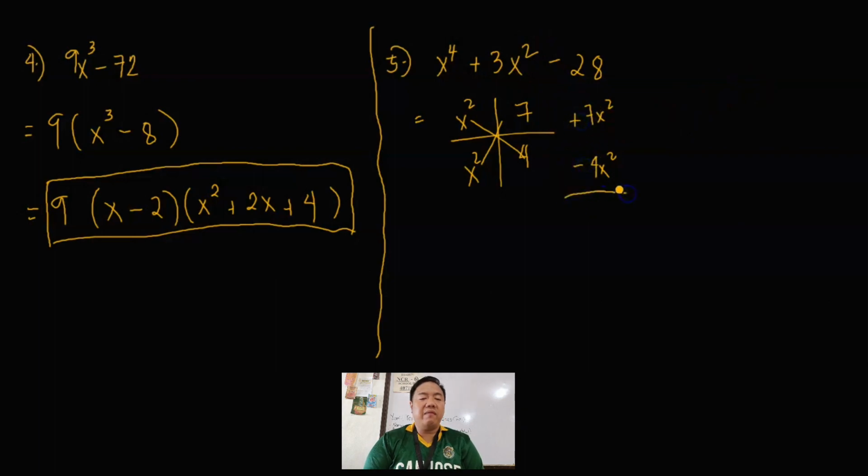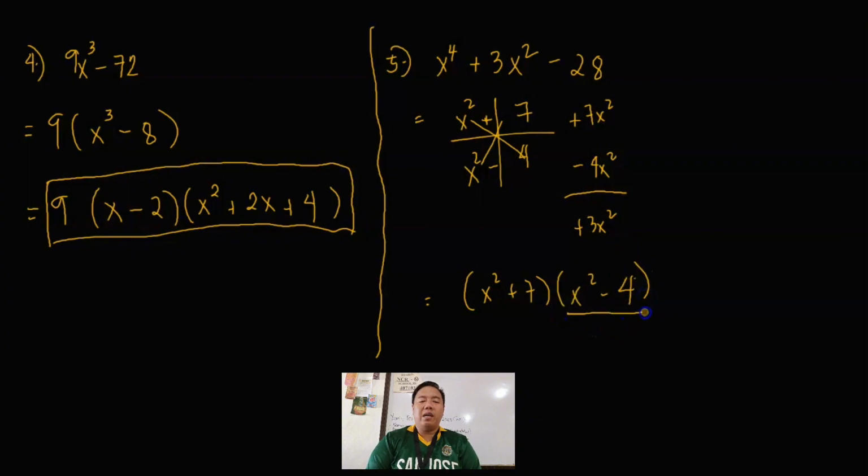Let's try. What is positive 7 and negative 4? Positive 3x squared. Very good. Yan po ba yung middle term? Yes. So, get the signs. So, we'll have the answer to be x squared plus 7 times the quantity of x squared minus 4. Diyan na po ba magtatapos? No. x squared minus 4 is the difference of two squares. Very good. So, we'll have x squared plus 7, and then times the quantity of x plus 2 times the quantity of x minus 2. And that will be your final answer.